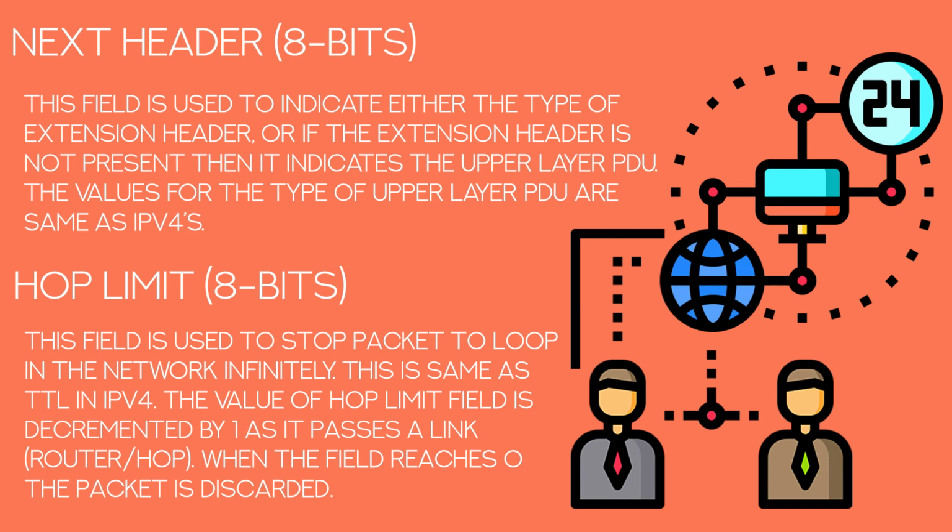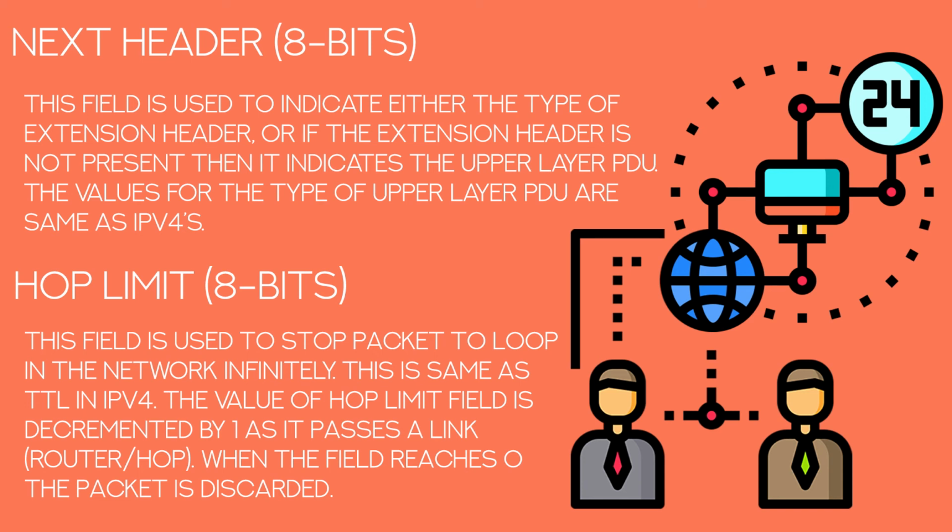After that we have next header, which is an 8-bit digit. This field is used to indicate either the type of extension header, or if the extension header is not present, then it indicates the upper layer PDU.